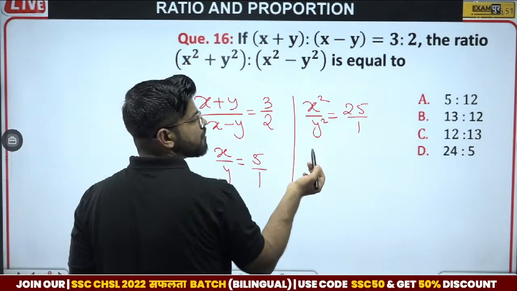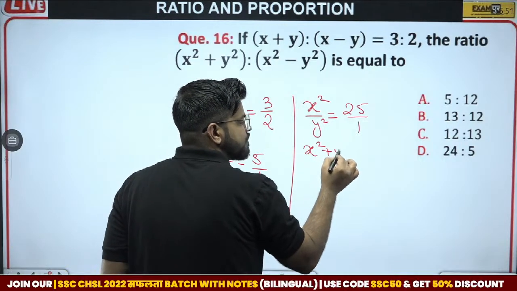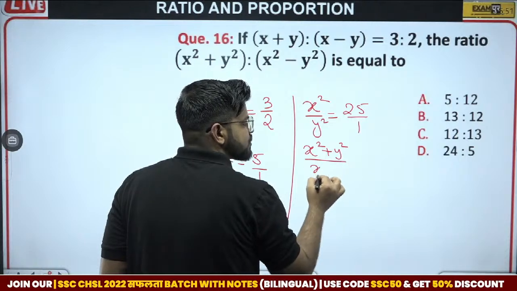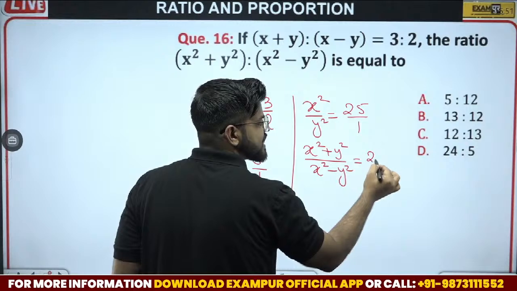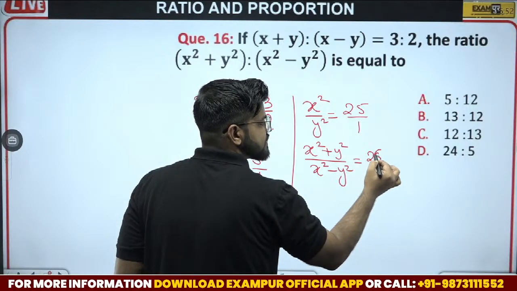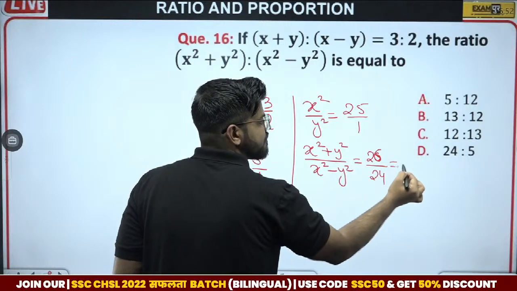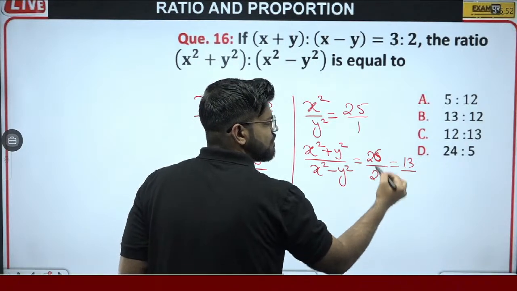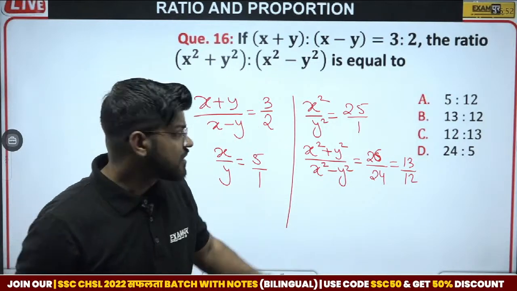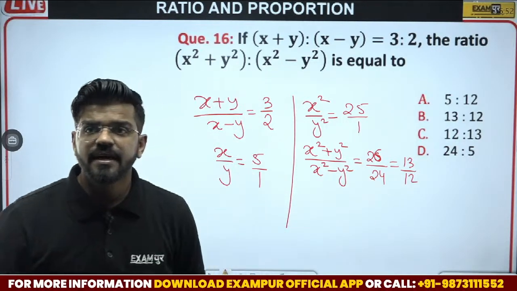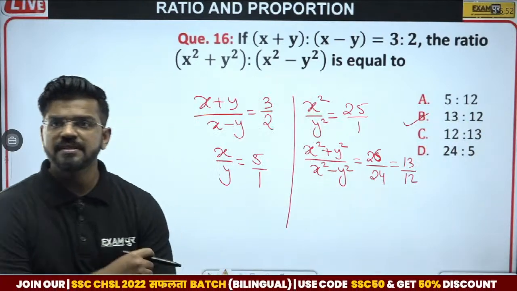So do componendo and dividendo here. Okay, so we will get (x² + y²)/(x² − y²) = (25 + 1)/(25 − 1), that means 26 and 24. Again, dividing further by 2, we will get 13/12. Sorry, 13:12 is my right answer. So option B, whoever is giving option B is the right answer.